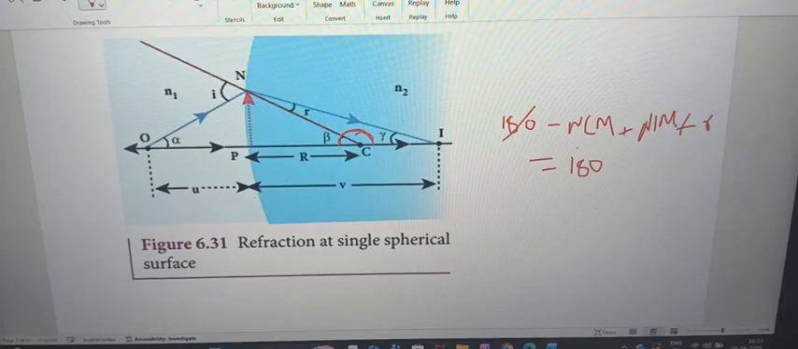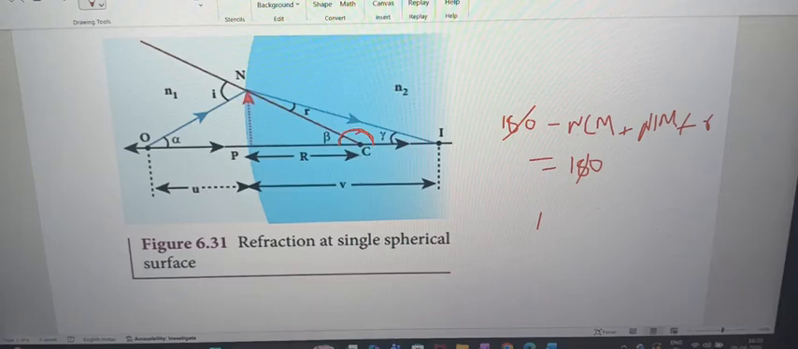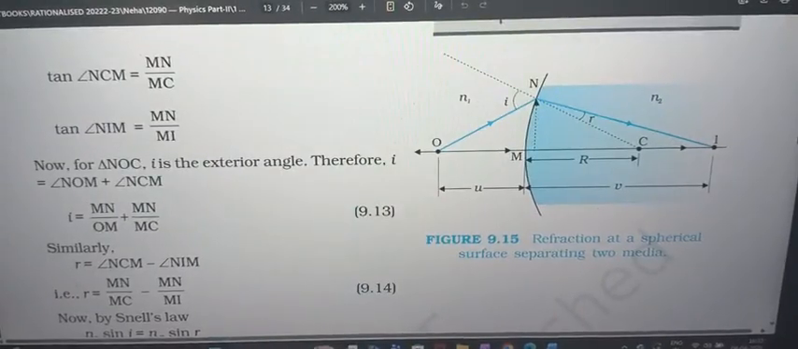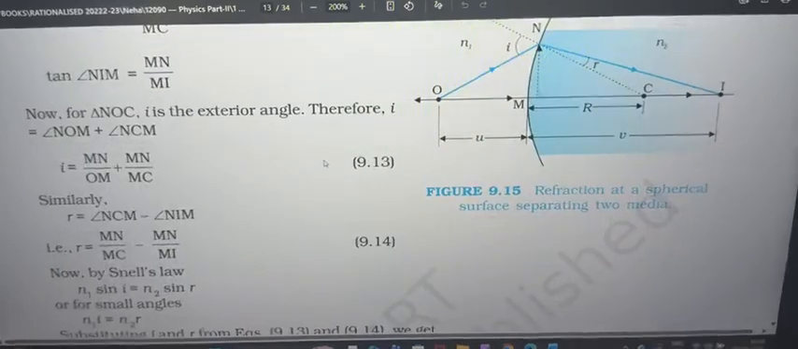Now this 180 can get cancelled. If you want to get angle R, send these both over here, then what will you get? This will become positive after sending it to the right hand side, so positive NCM, and this will become negative, minus NIM. That is nothing but your angle R. So that is what is given here: angle R is NCM minus NIM.